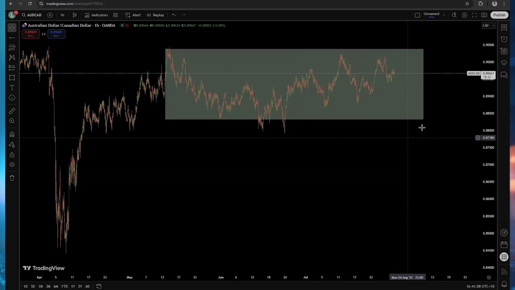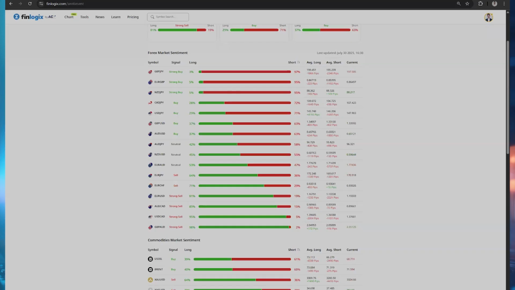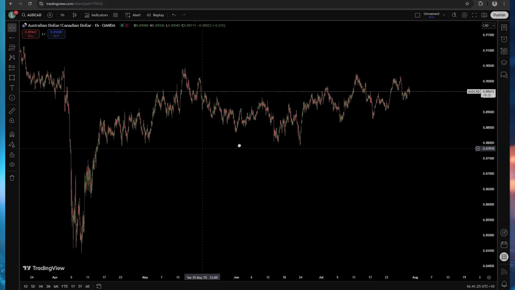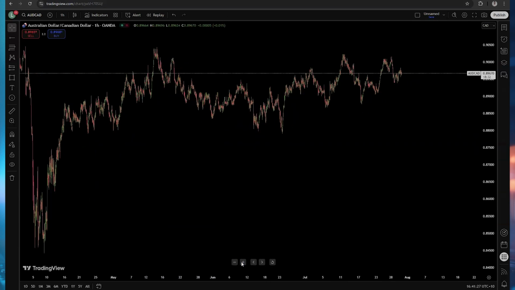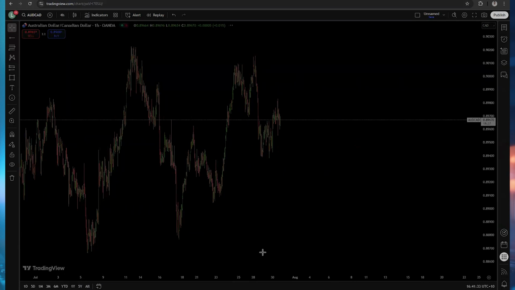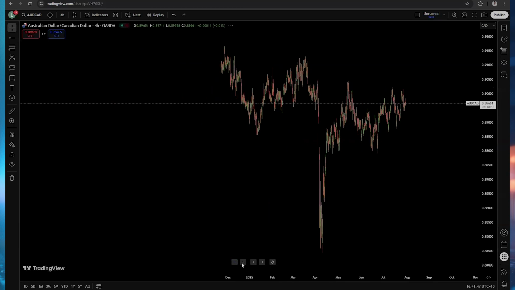From that perspective, what I believe would be the best approach is to follow the FinLogic sentiment too and go for shorts. Another reason is because we are into an actual support resistance area. If we zoom in here on the 4 hours, I can show you a little bit better. Right here, we can see that we are into a resistance area at 89,666.